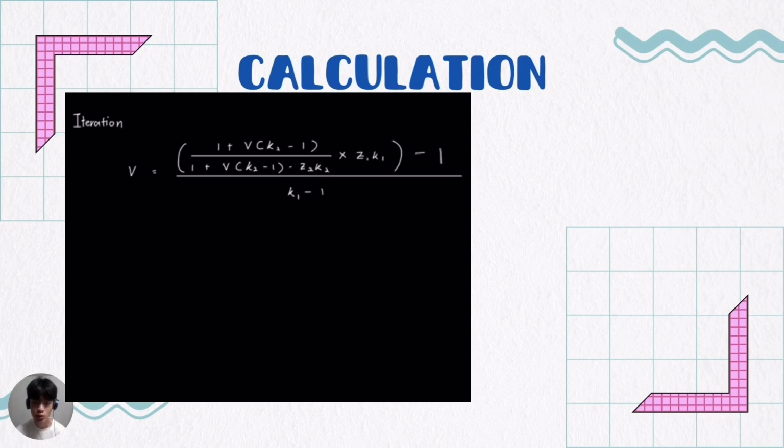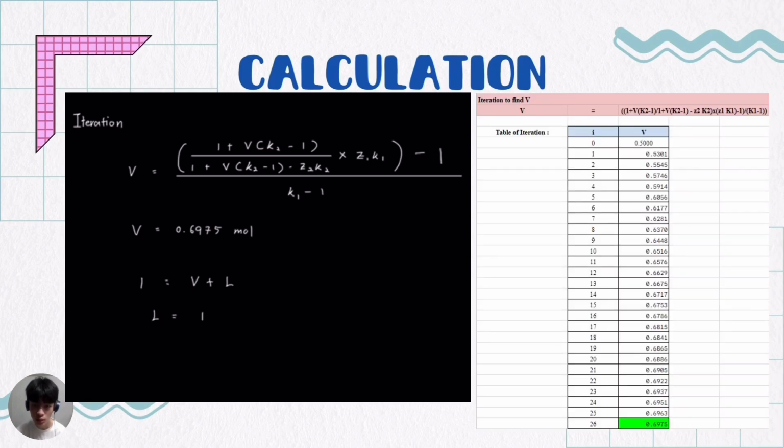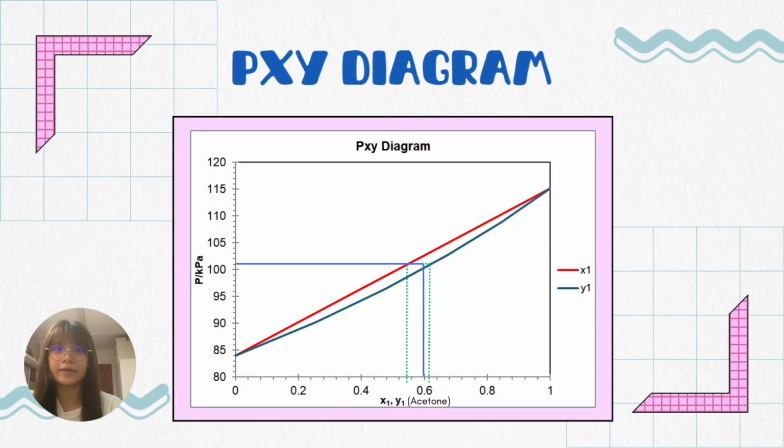And lastly, we use the iteration method to find the vapor molar fraction using this formula, and by substituting all the values and iterating, we found that V is 0.6975 moles, and to find L we can just use 1 minus V, and we found that the molar fraction of liquid is 0.3025 moles. So now let's proceed to the PXY diagram of the process.